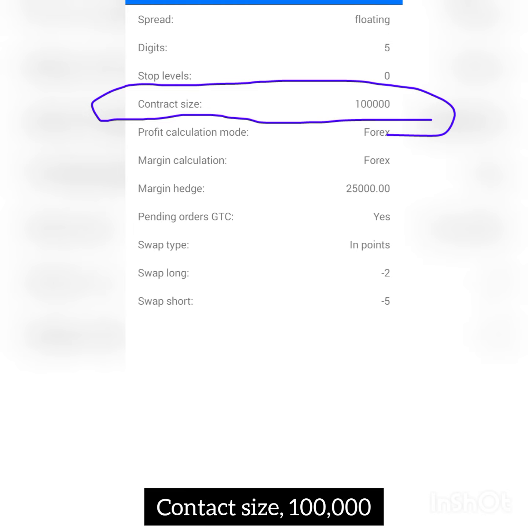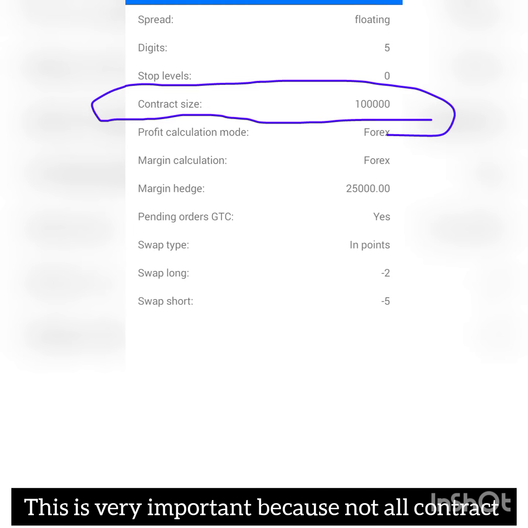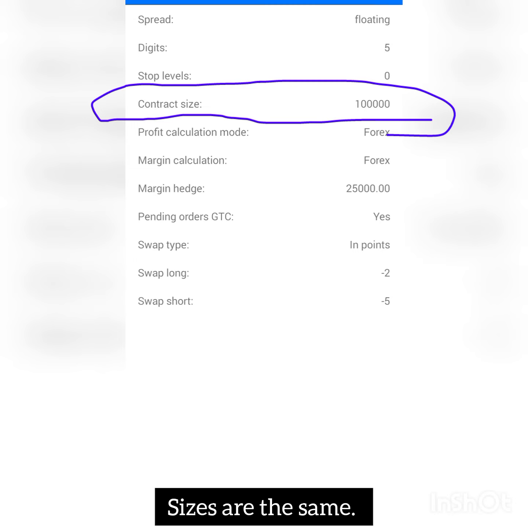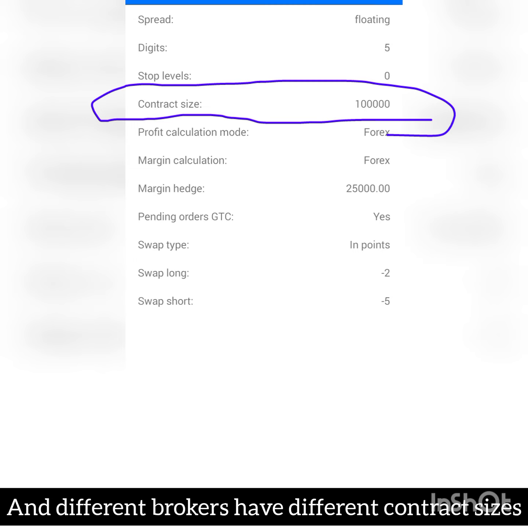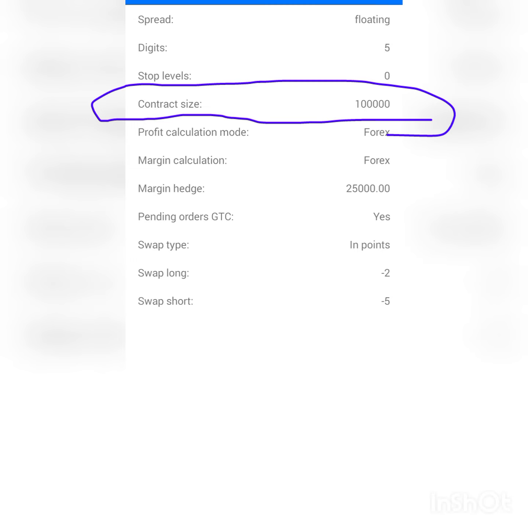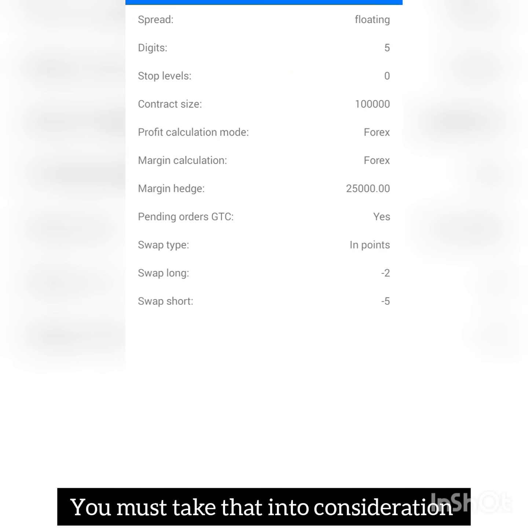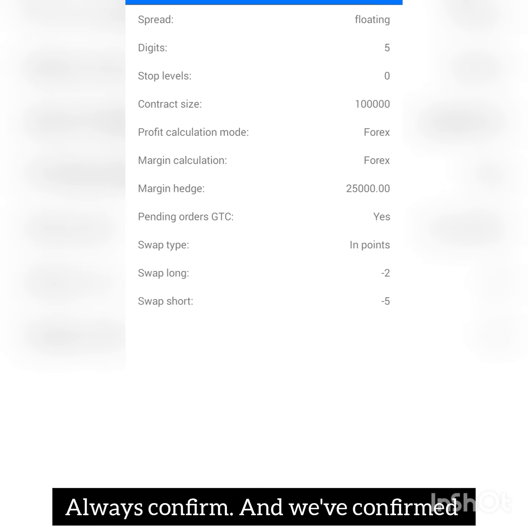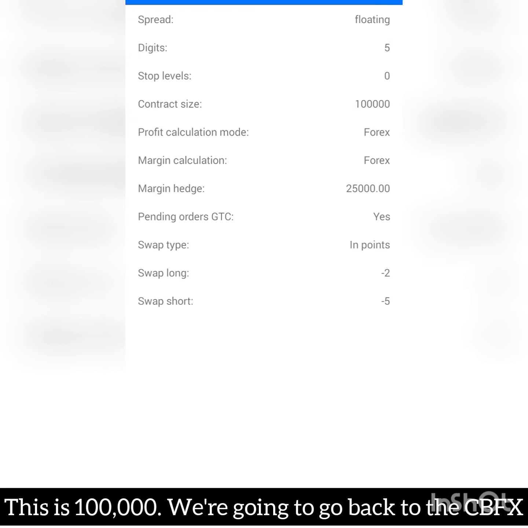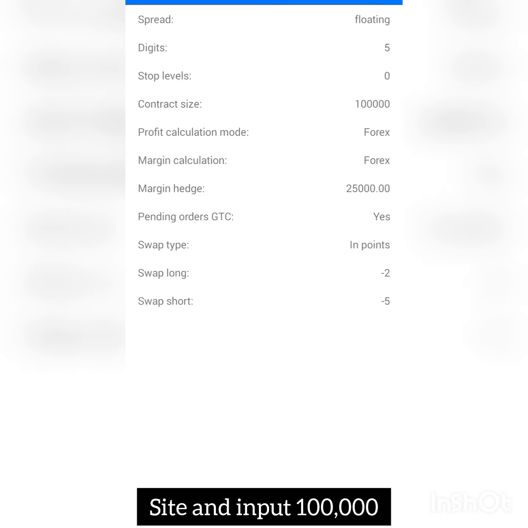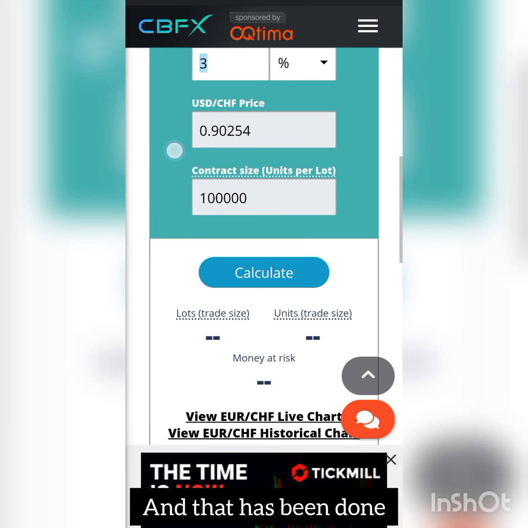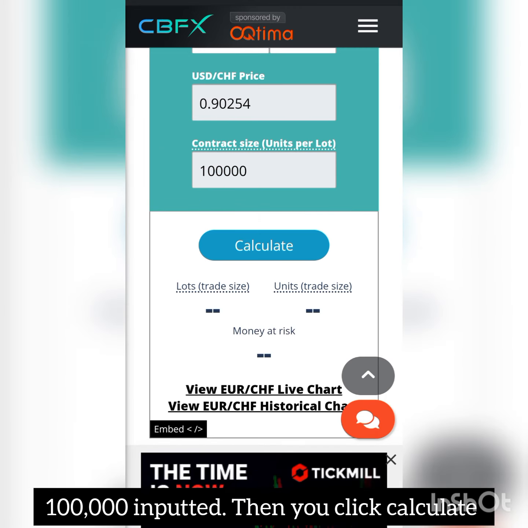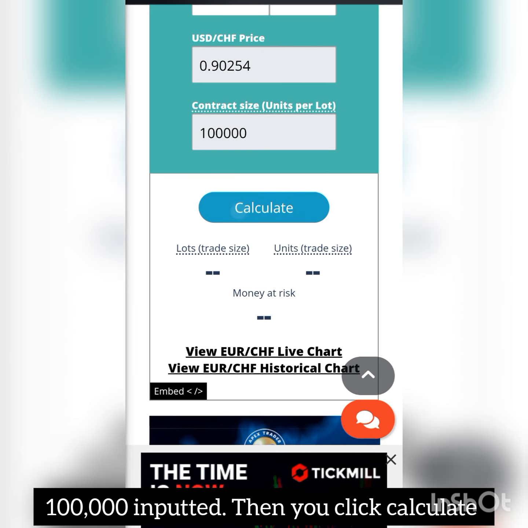Contract size 100,000. This is very important because not all contract sizes are the same, and different brokers have different contract sizes. You must take that into consideration. Always confirm. Now we've confirmed this is 100,000. We are going to go back to the CBFX site and input 100,000, and that has been done. Then you click calculate.